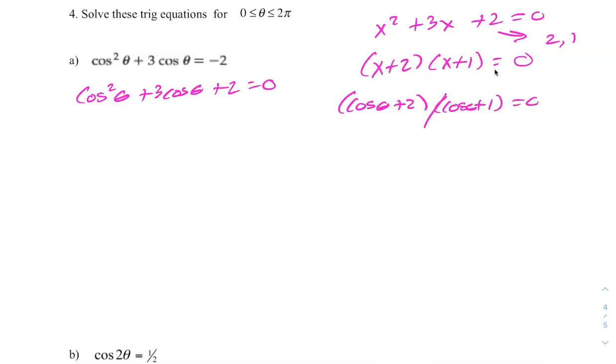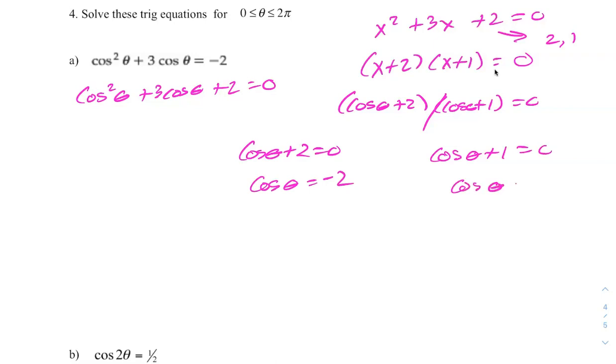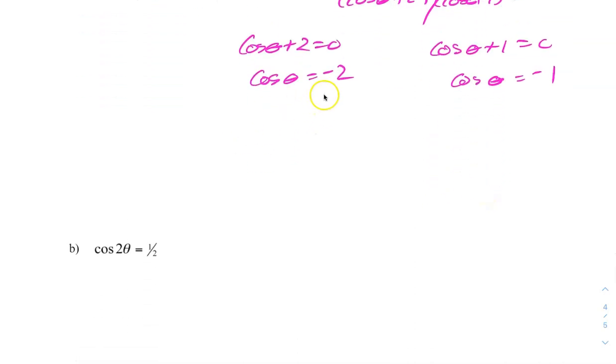Split it. Cosine theta plus 2 equals 0. Cosine theta plus 1 equals 0. Cosine theta equals negative 2. Cosine theta equals negative 1. So we have this. And then cosine right here, way too small actually, right? Cosine is between negative 1 and 1. This is too small, no solution.